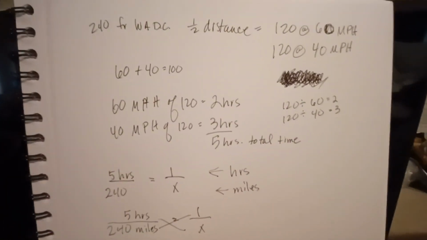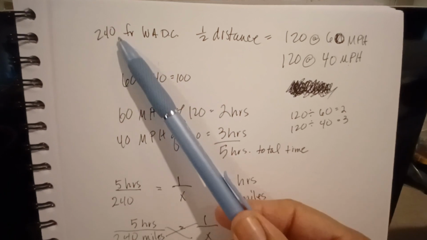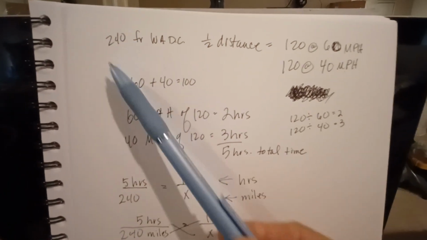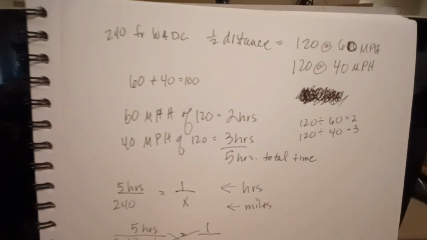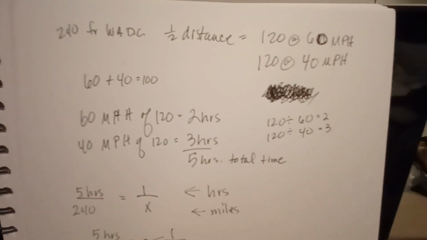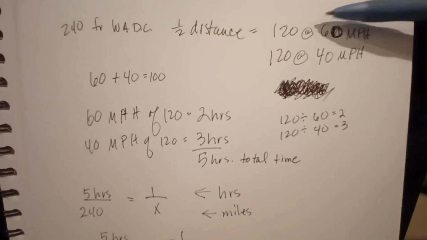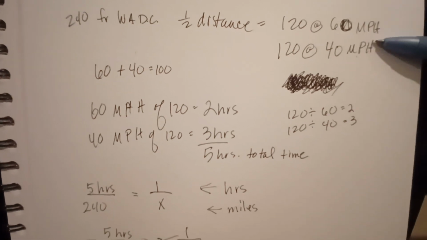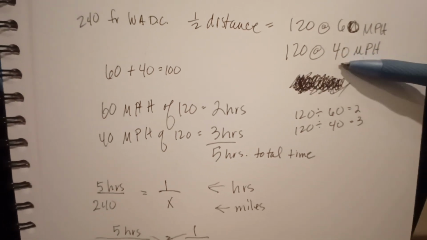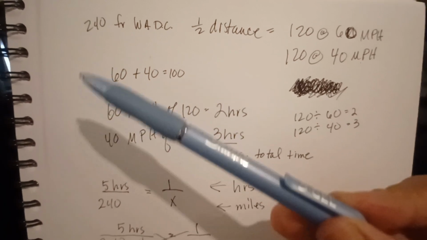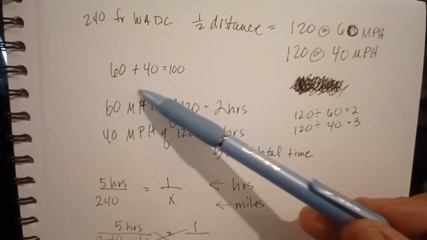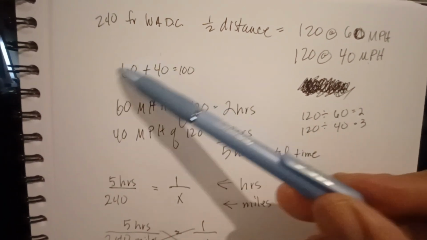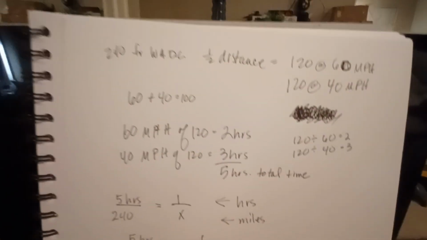Okay, so the total amount of miles is 240 miles. They're going to Washington, D.C. And it's talking about half the distance, which is half of 240 is 120. They drove at 60 miles per hour. The other half, 40 miles per hour. So the total is 60 plus 40 equals 100 total.